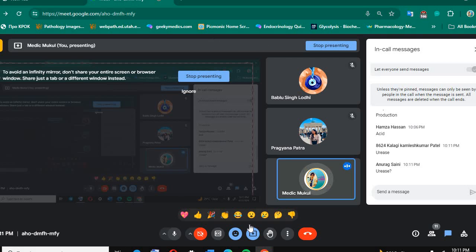That is the urease. So urease is released by Helicobacter pylori.